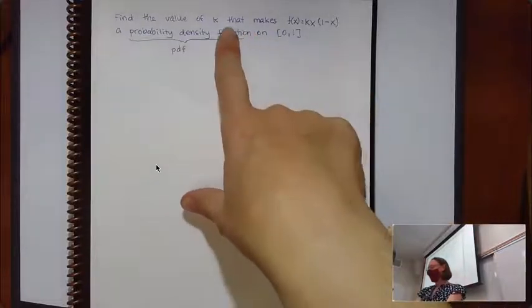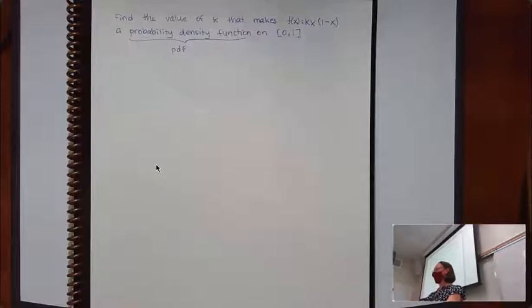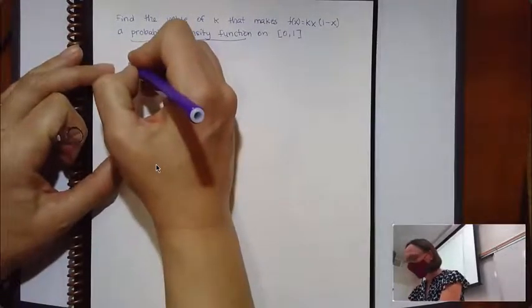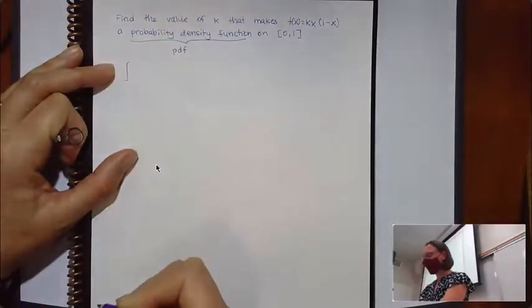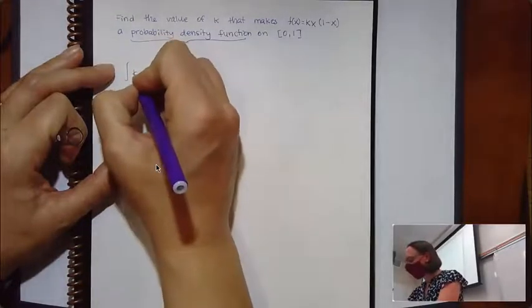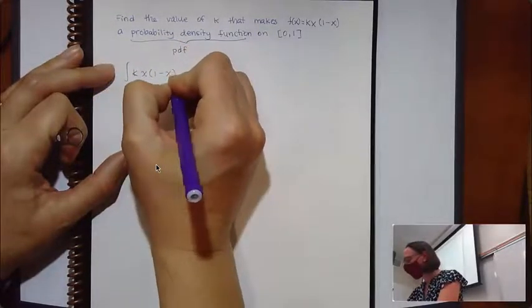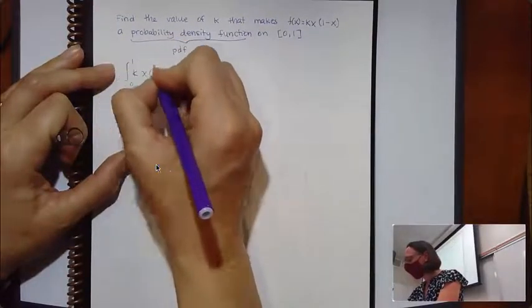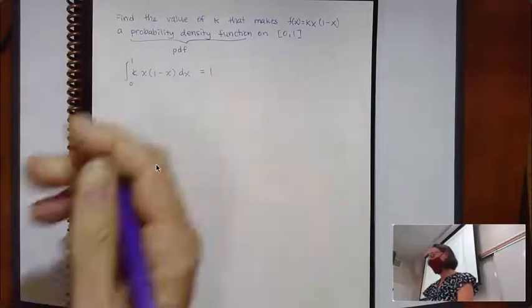If I need to find a value that makes this a probability density function, the biggest thing to remember is all the probabilities have to add up to 1. So when we're asked to either show that it's a PDF or find a constant to make it a PDF, what we're saying is that when we add up all the probabilities, calculus style with an integral, on the interval that they've given us, we have to get a value of 1.